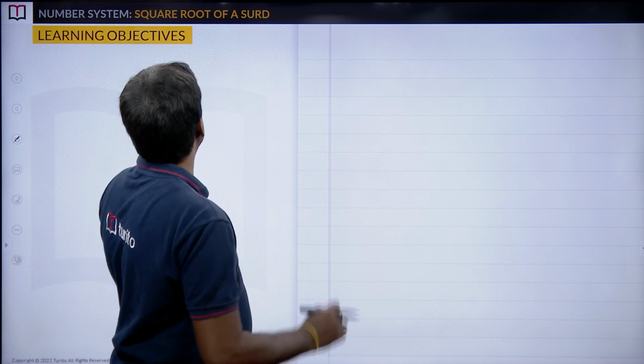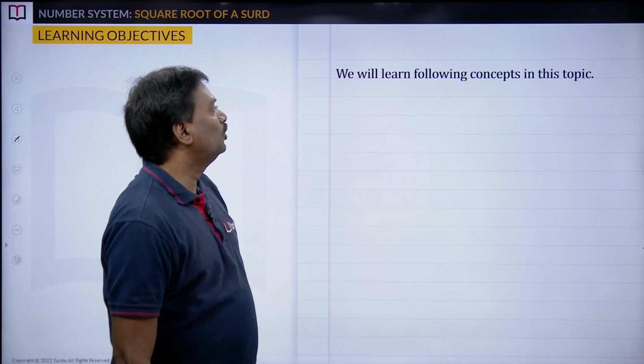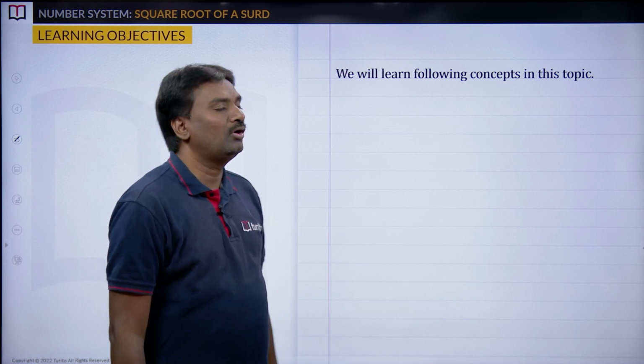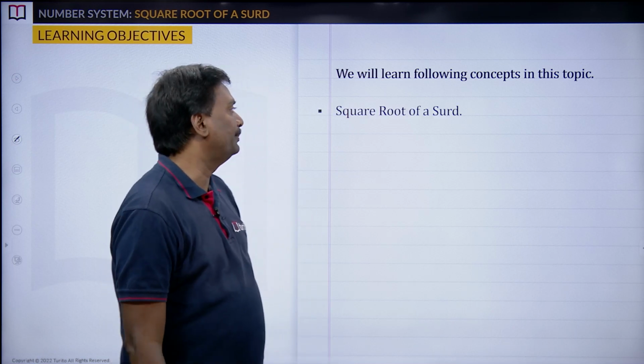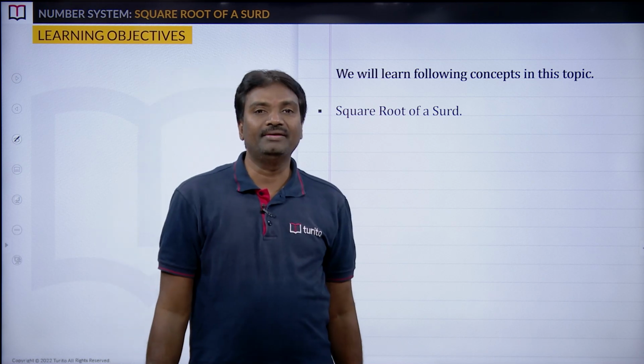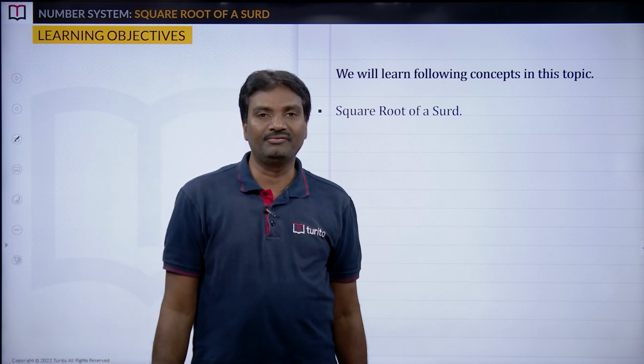Next, in today's class what are we going to discuss? Learning objectives. We will learn the following concepts in this topic: square root of a surd.